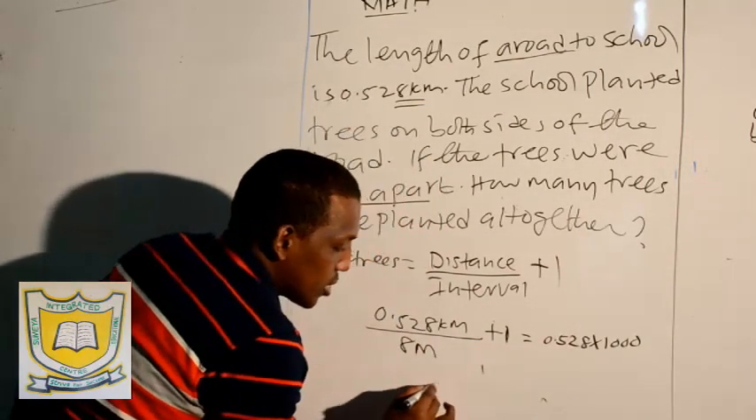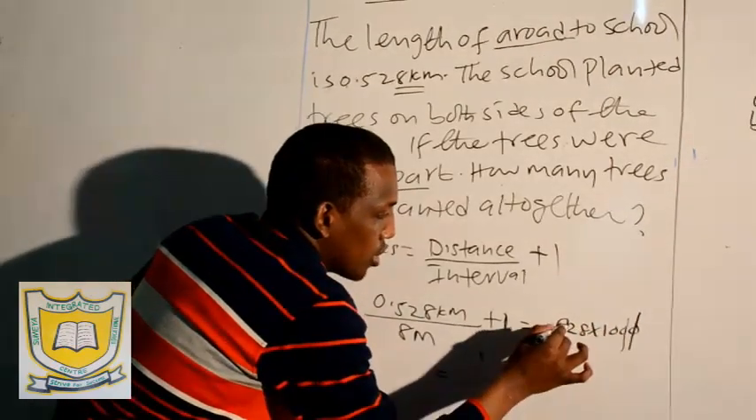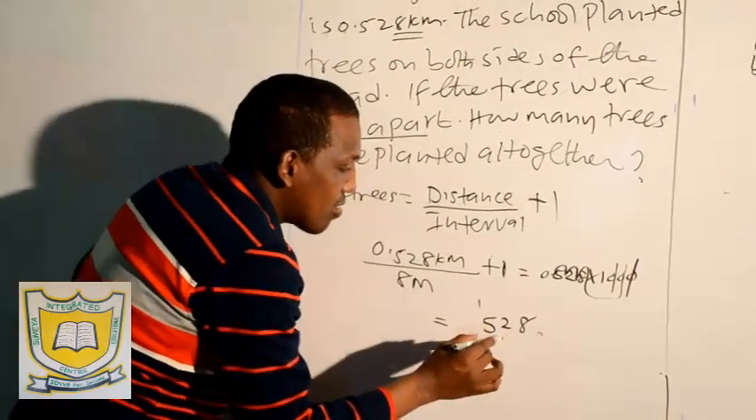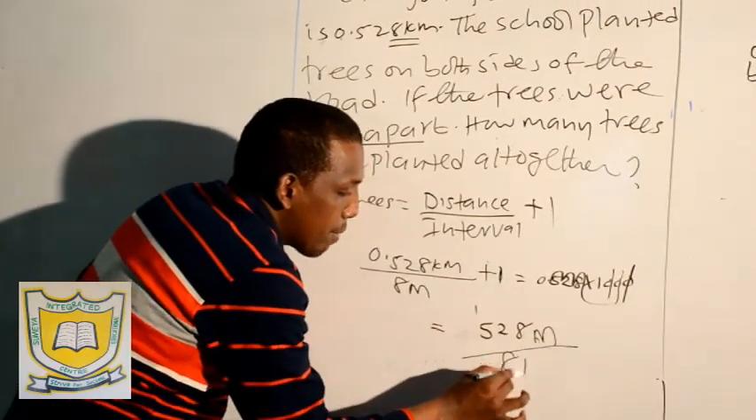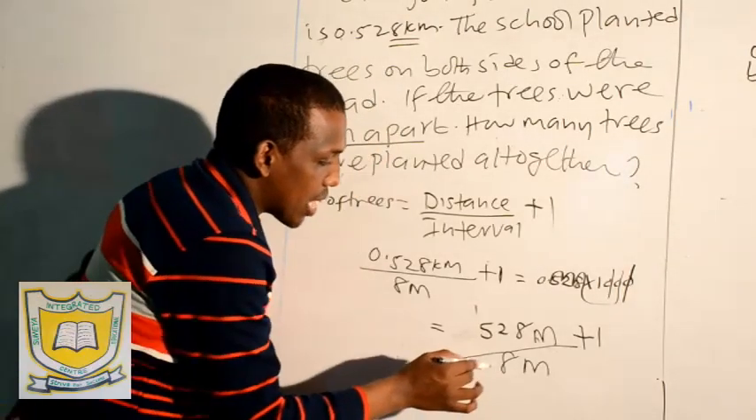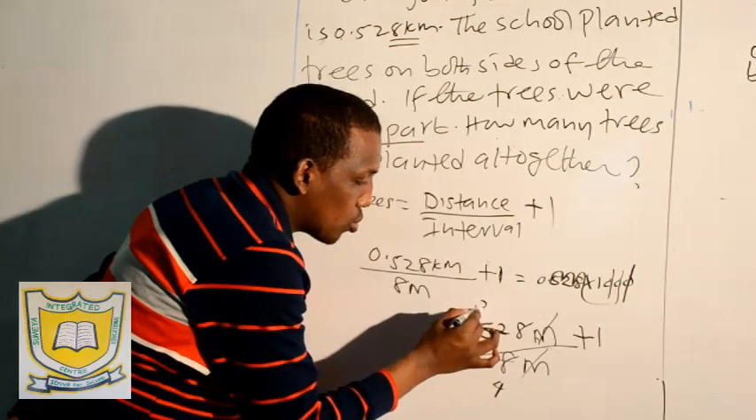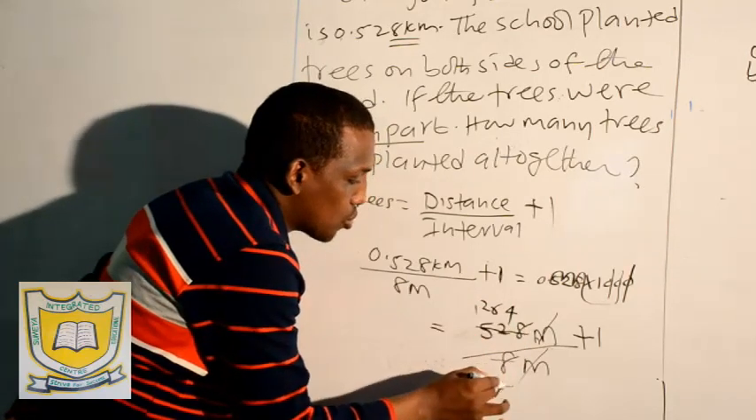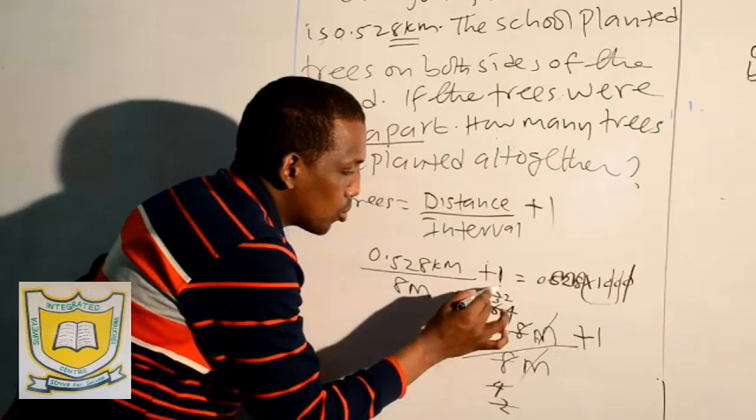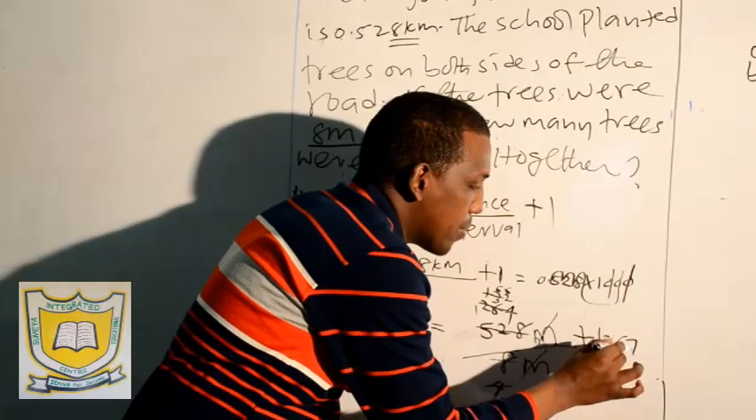We change to meters, and the decimal point moves, leaving 528 meters over 8 meters, plus one, since it was an open road. Remember the formula: distance over interval plus one. So we simplify now. Meters and meters go together. Dividing by 2 repeatedly: 528 by 2 is 264, 132, 66. So it is 66. 66 plus 1 is 67. The number of trees is 67.